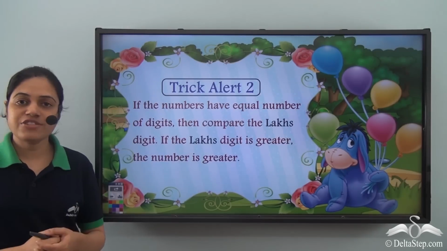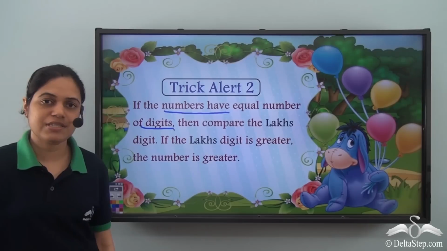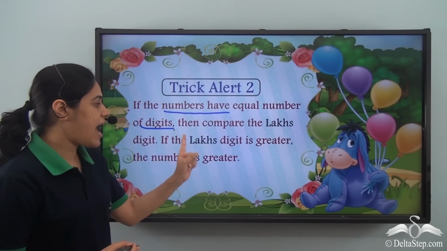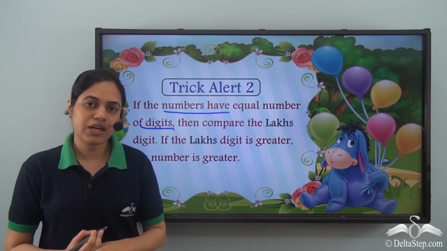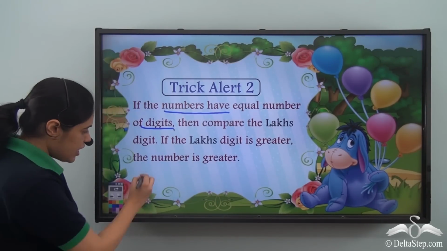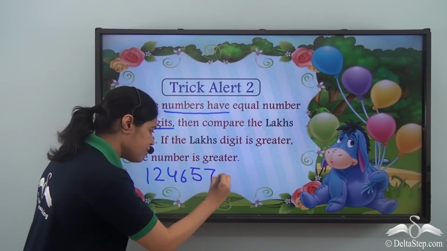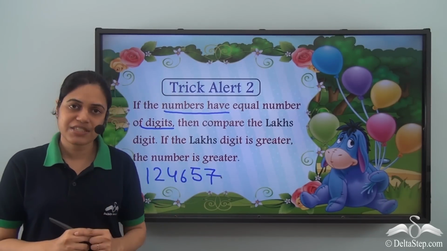Now what is the second trick? If the numbers have an equal number of digits, then compare the lakhs digit. If the lakhs digit is greater, the number is greater. So we are talking about 6-digit numbers. In a 6-digit number, the first digit is the lakhs digit.